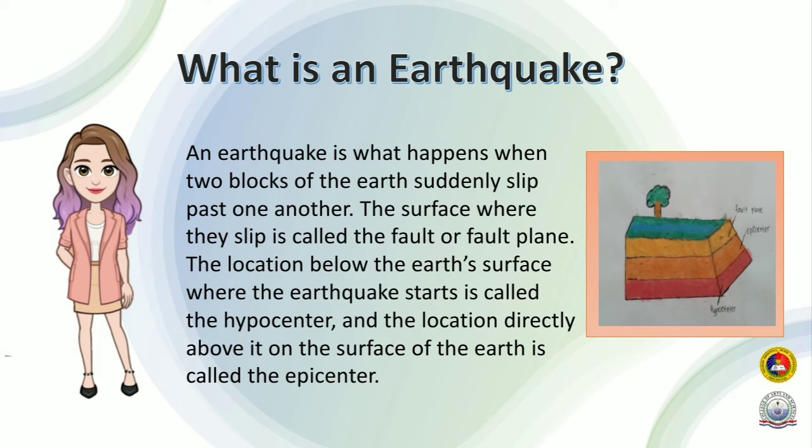What is an earthquake? An earthquake is what happens when two blocks of earth suddenly slip past one another. The surface where they slip is called the fault or fault plane. The location below the Earth's surface where the earthquake starts is called the hypocenter, and the location directly above it on the surface of the Earth is called the epicenter.